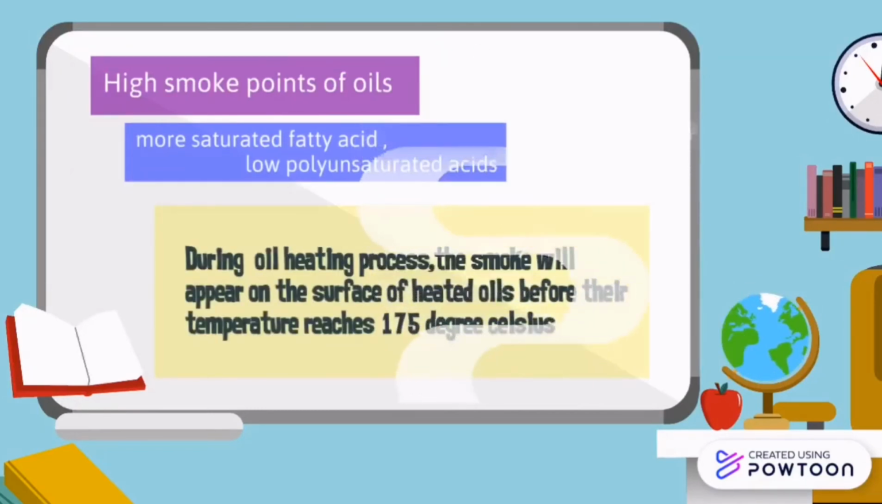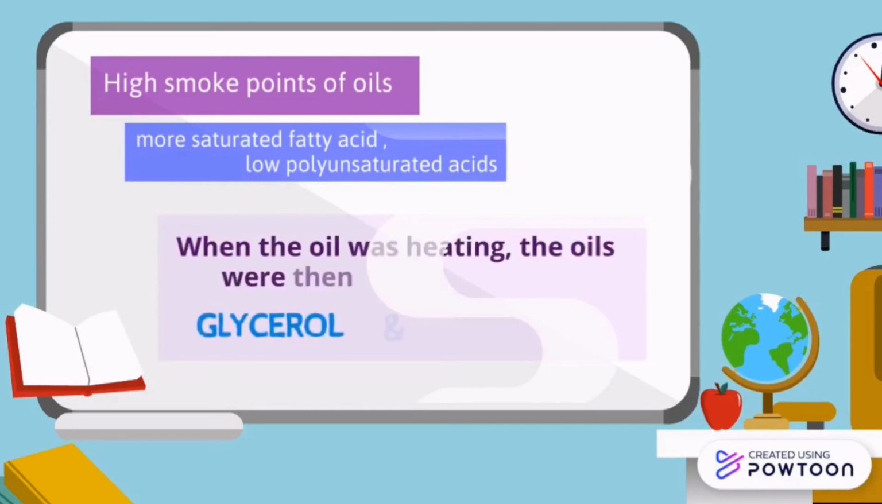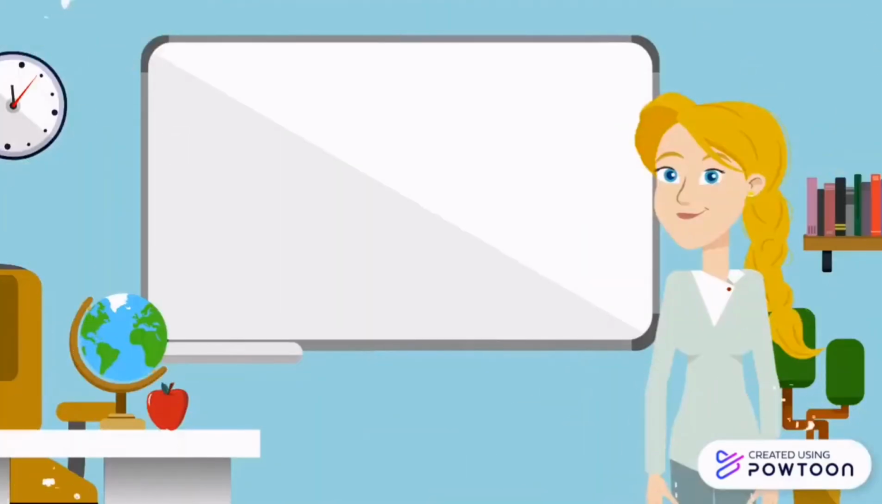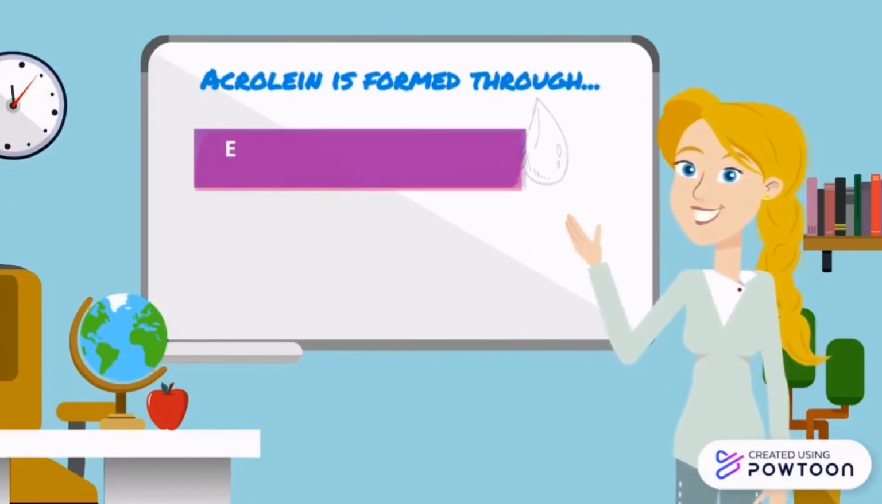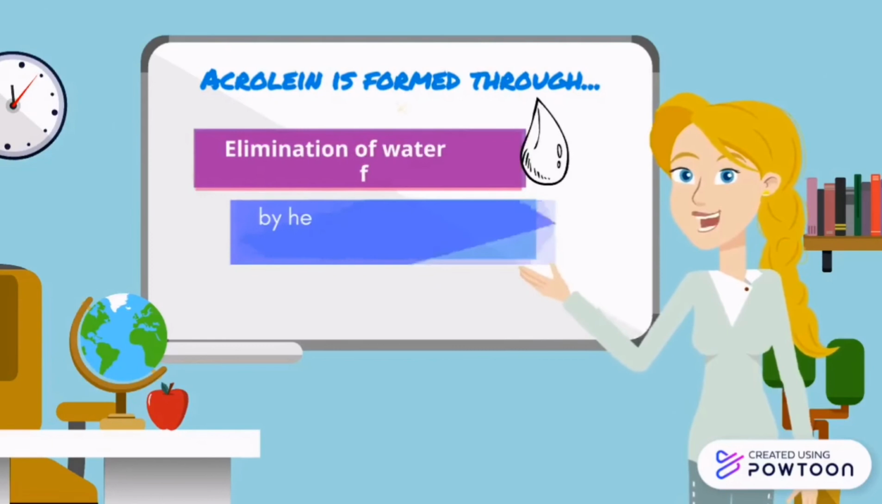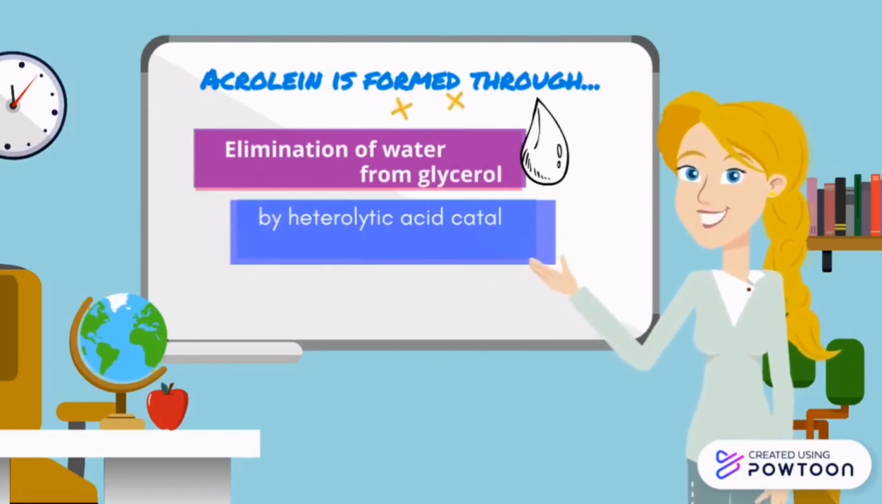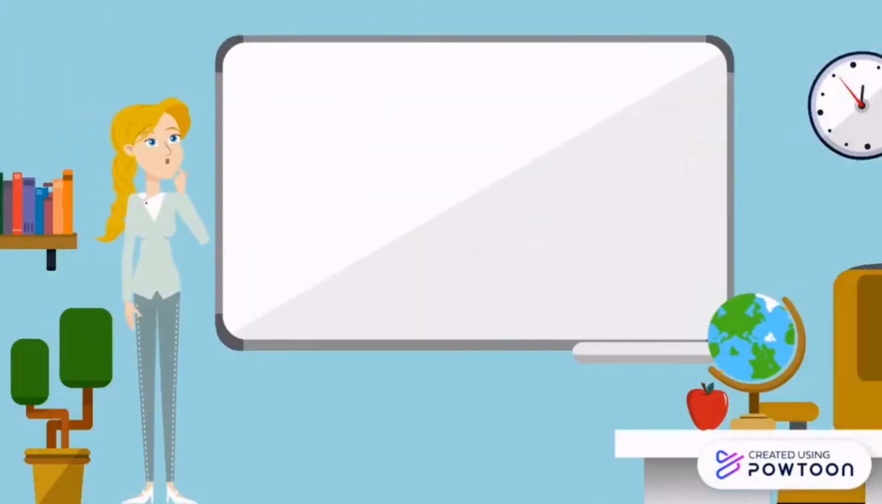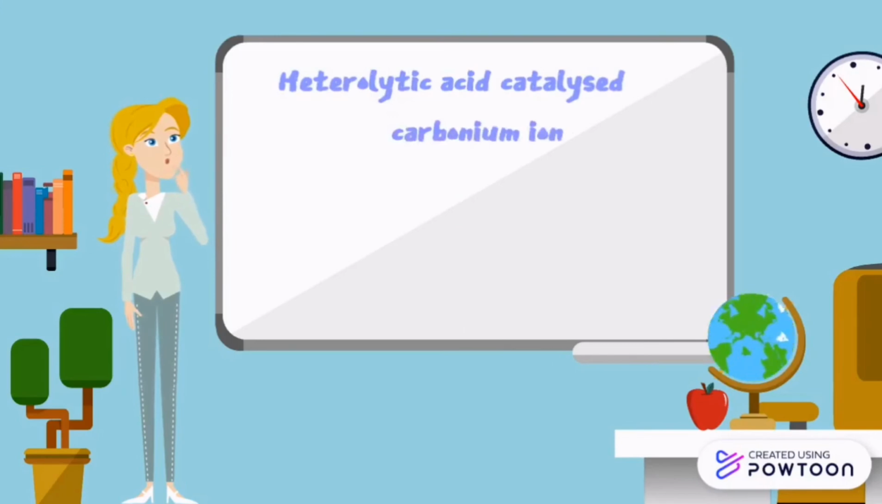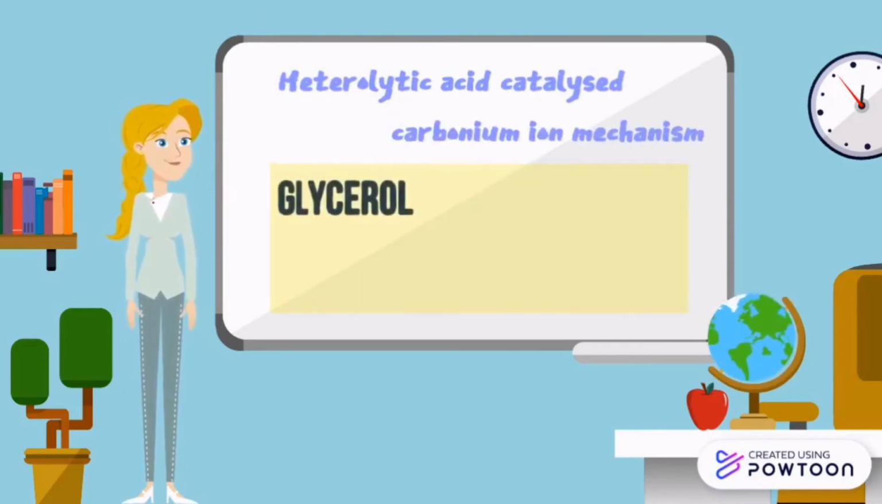During the oil heating process, the smoke will appear on the surface of heated oils before their temperature reaches 175 degrees Celsius. While the oil is heating, the oils are hydrolyzed into glycerol and fatty acids. At the same moment, acrolein is formed through the process of eliminating water from glycerol, by a hydrolytic acid catalyzed carbonium mechanism. Based on the hydrolytic acid catalyzed carbonium mechanism, we know that acrolein is formed from the acylglycerol.